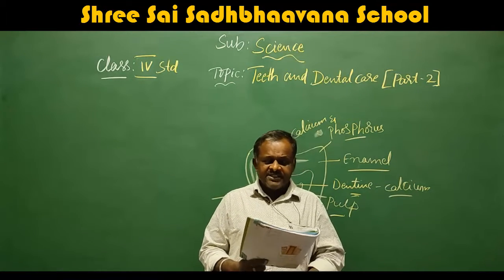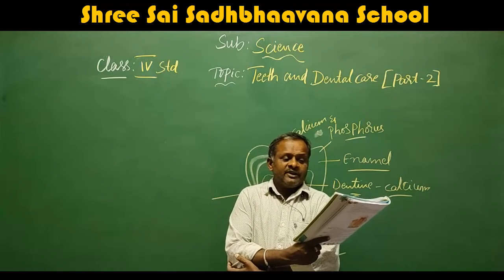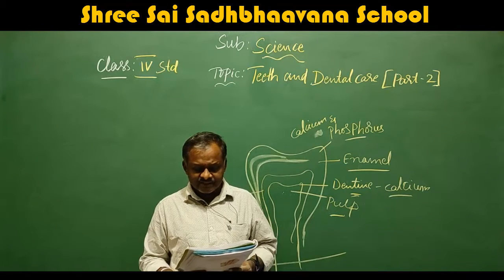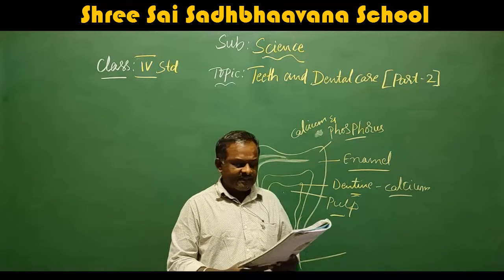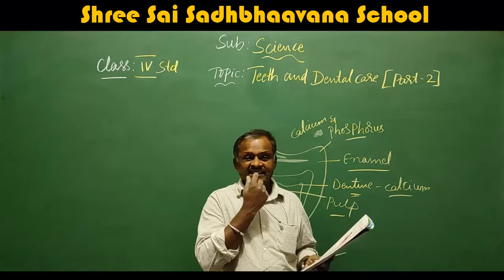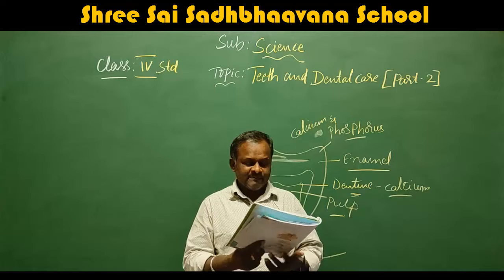Types of teeth. Each type of tooth has a slightly different shape and performs a different job. First one is the incisors. The figure of the teeth is given here. First one, what we call the incisors. I will read first, afterwards I will explain.